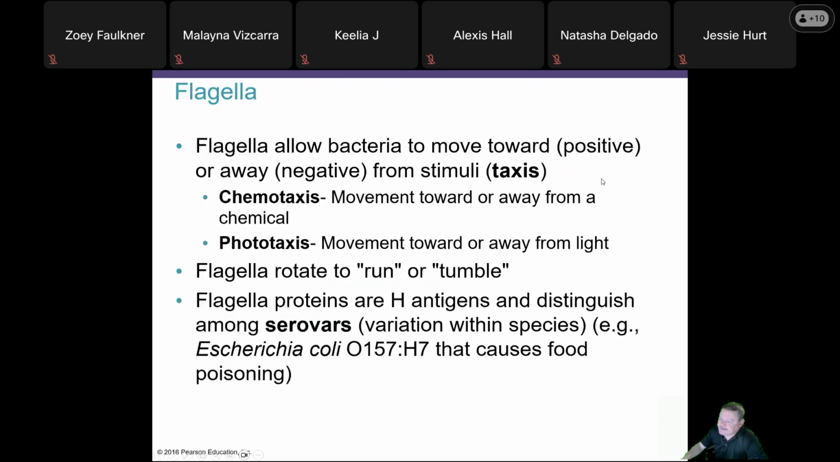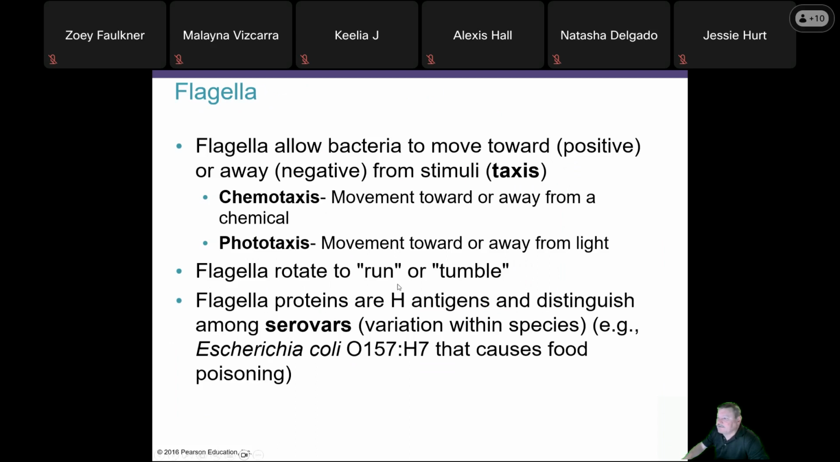Right, so we mentioned taxis a minute ago in the video, but chemotaxis is movement towards or away from a chemical. And we call that positive chemotaxis if it moves towards something. If it moves away from something, we call that negative chemotaxis. And then phototaxis is movement towards or away from light. Yes, that stuff is fair game too. And if you replay the lecture, you can go back and watch that again if you need to.